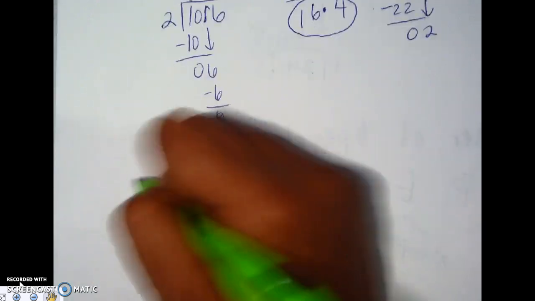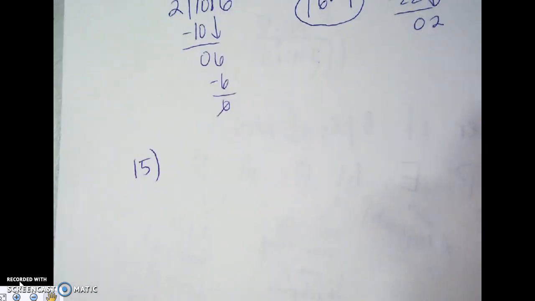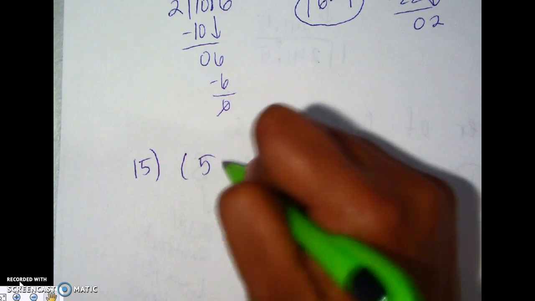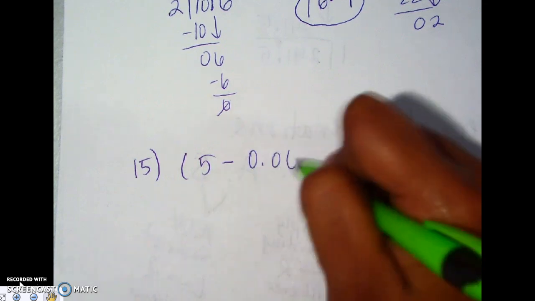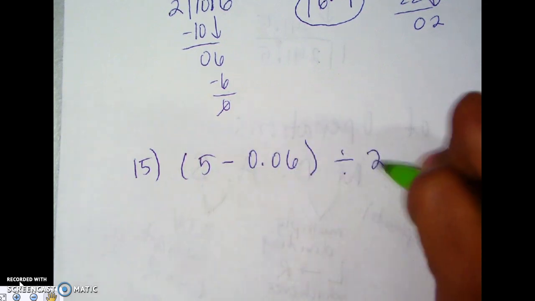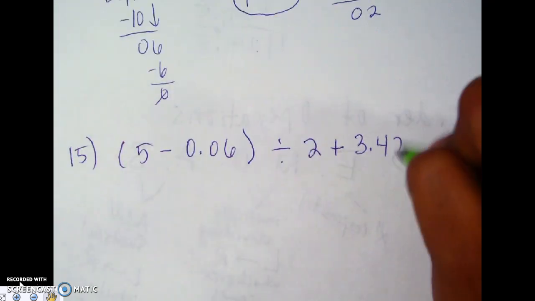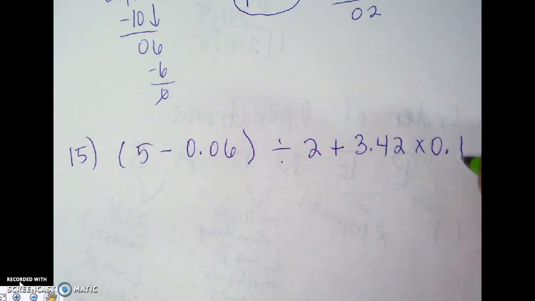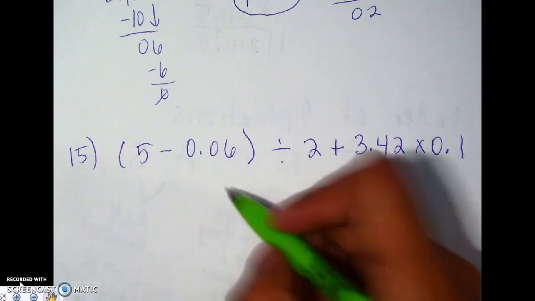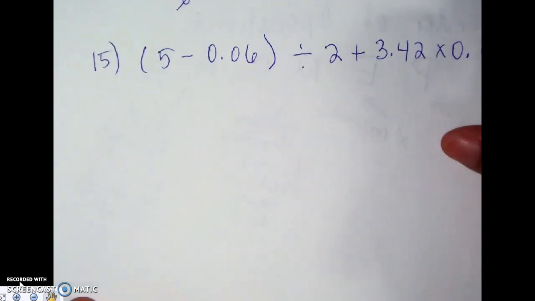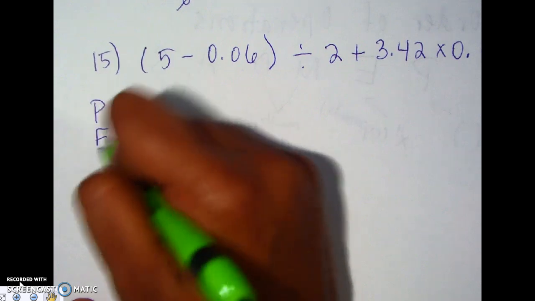So for number 15, it says 5 minus 0.06, and it has the division, 2 plus 3.42. Hopefully all that got on the screen. First things first, I like to write my little PEMDAS acronym on the side.